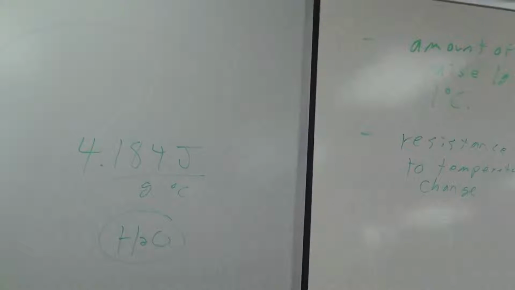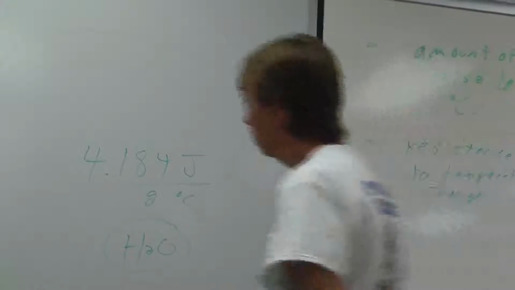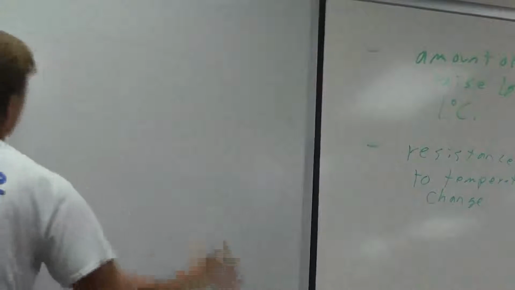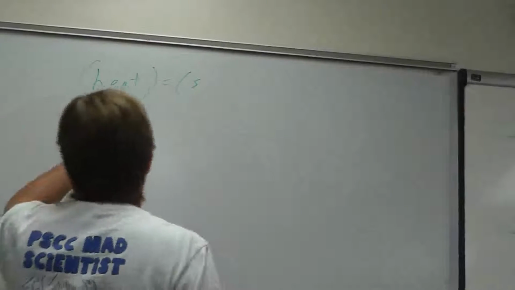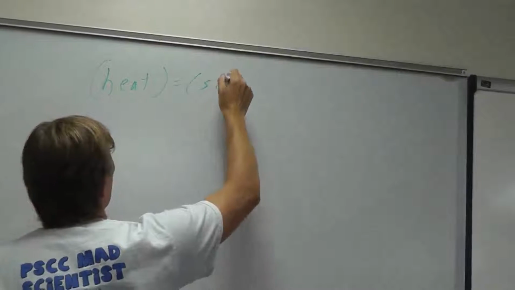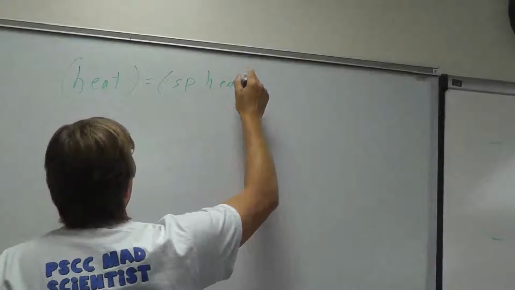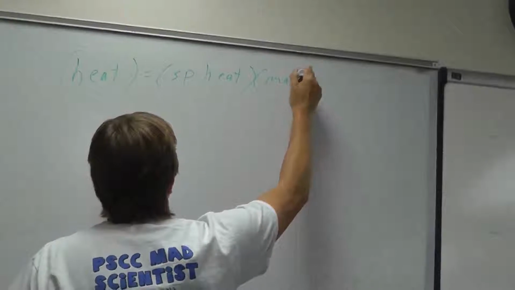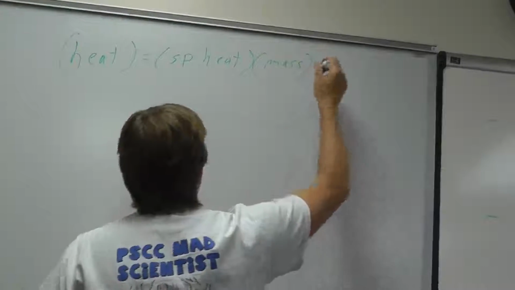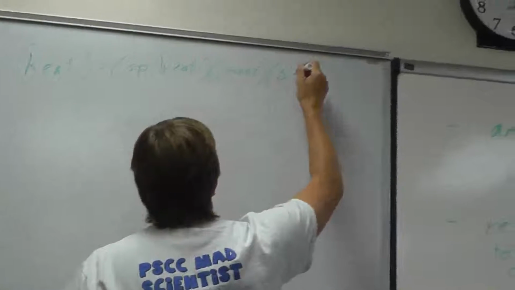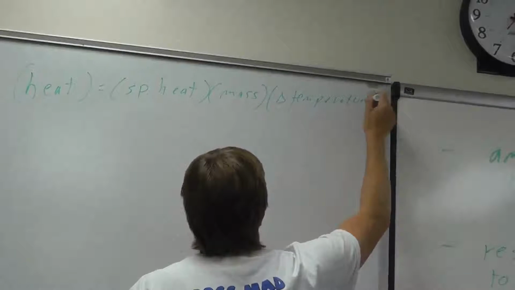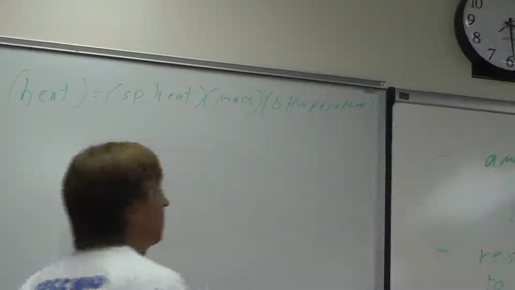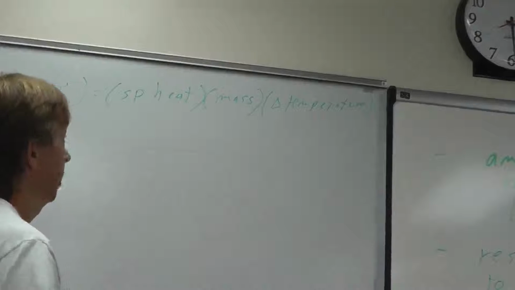All right. Applying it then, you have this equation. Heat, the actual amount of heat involved in the process, is equal to the specific heat of the material times the mass of the sample that you're working with times the change in temperature that you see and measure. The little delta here just means change.